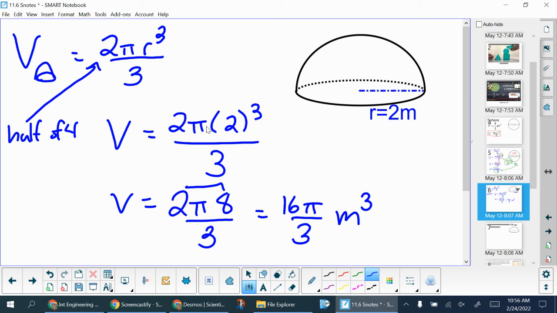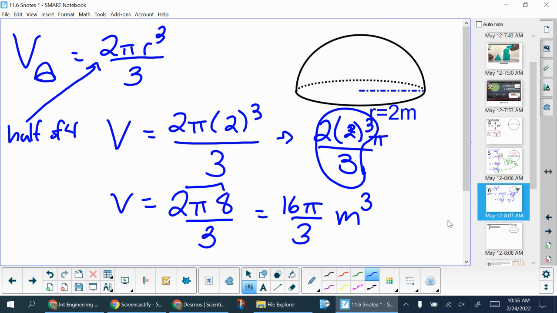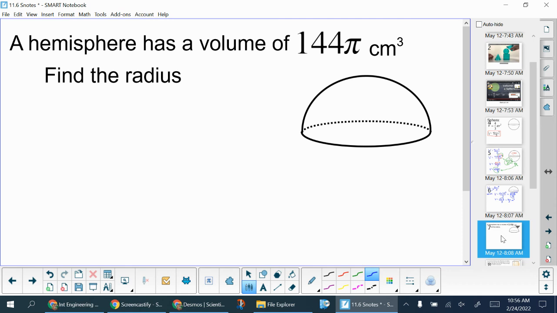I could go to a calculator at this point and think about it being rearranged and type that part into a calculator. Just don't forget there's still a pi there. Okay, last one, we're going to work backwards here. They give us the volume, and they're asking us to find the radius. So I'm going to start off again, writing out the formula. Volume equals, this is a hemisphere, so 2 pi r cubed over 3.